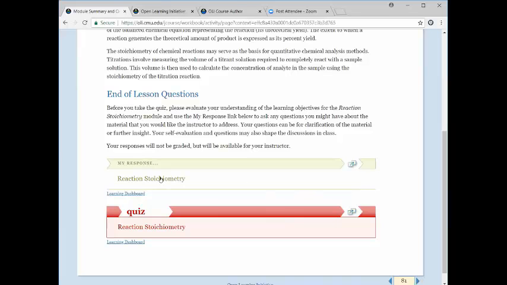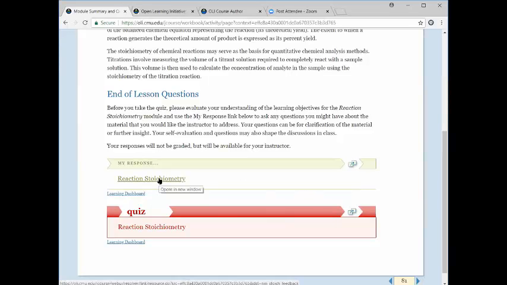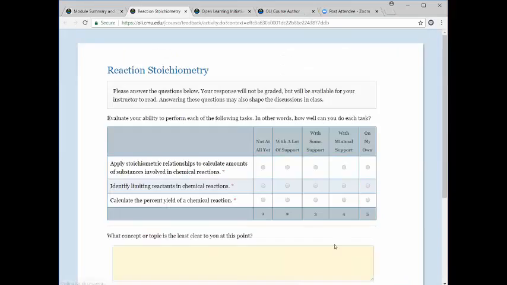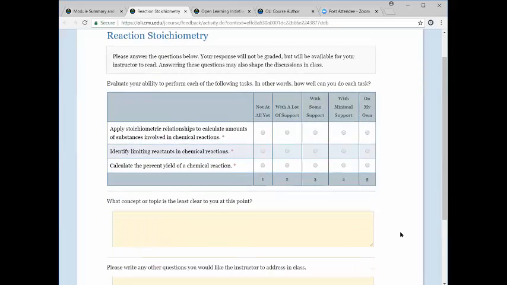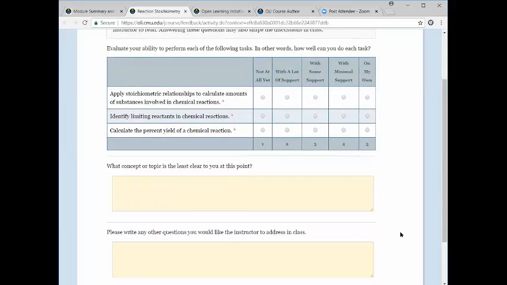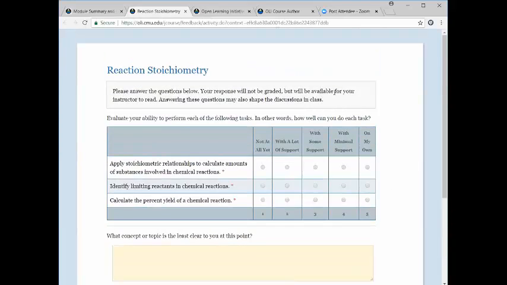In addition to that, at the end is the end of lesson questions. This is a metacognitive exercise for the students to go through each of the learning objectives and think about how well they learned the material, as well as questions they might have for the instructor. Okay, so that is your typical module in the course.